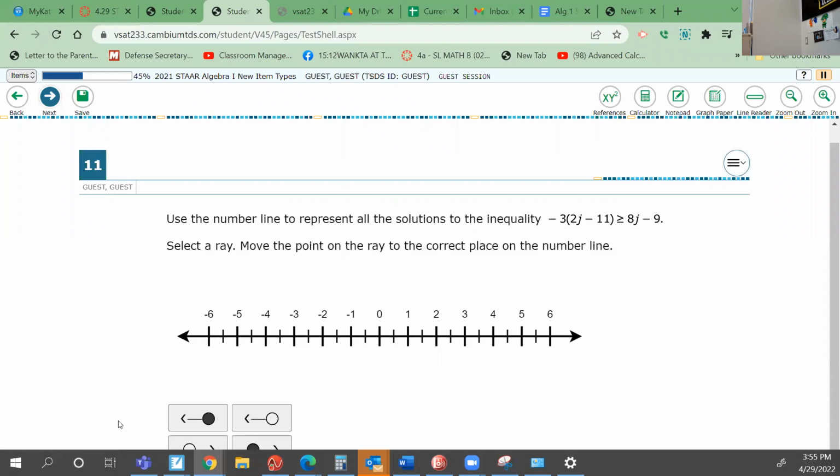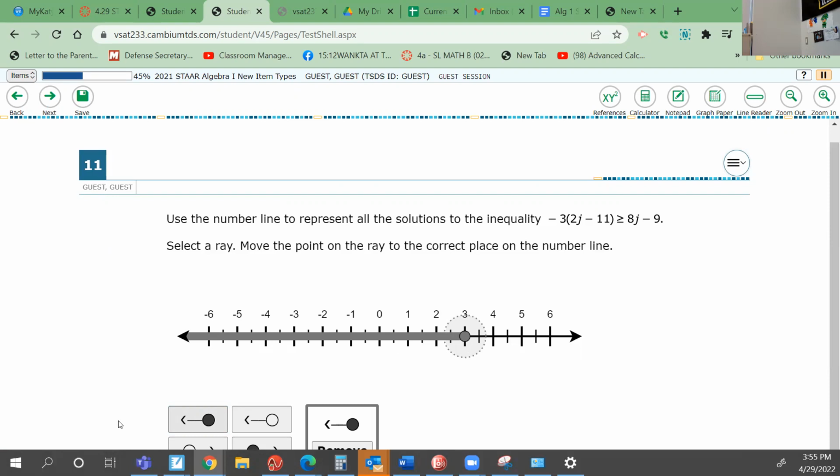Less than or equal to 3. I'm going to use this one here. It's pointing to the left. So I'm going to hit that one. Everything is less than or equal to 3, and I drag it up to 3. That's it. That's the answer right here.